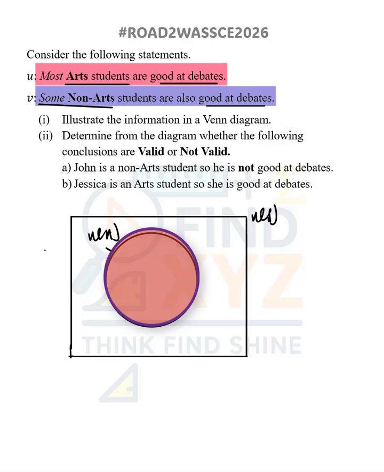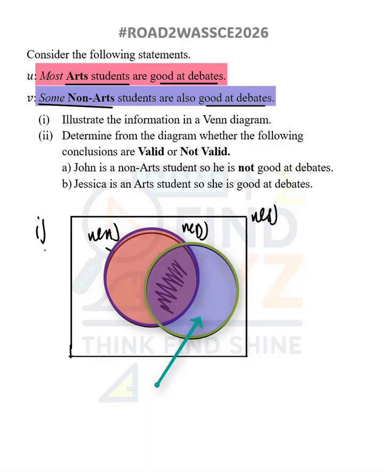So let me draw another circle. Now, this refers to the number of good debaters. So let me write D. Now, you realize that part of it, most art students are good at debaters. So this part represents the number of good debaters. And we are saying that some of the non... You realize that this circle is for art students. Anything outside this circle is non-art students. So it means that this part of the circle represents the sum of the non-art students that are good at debate. So we are done with the first part of the problem, that is to illustrate our information in a Venn diagram.